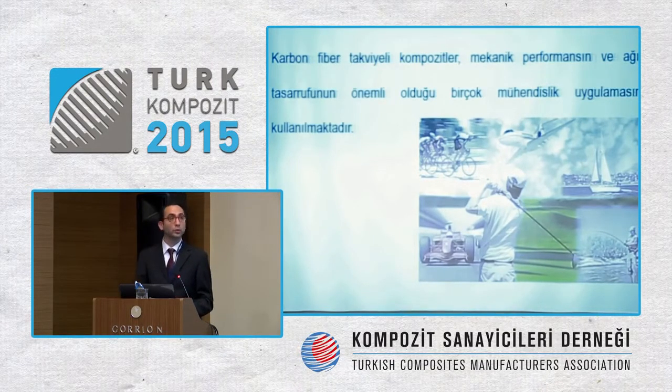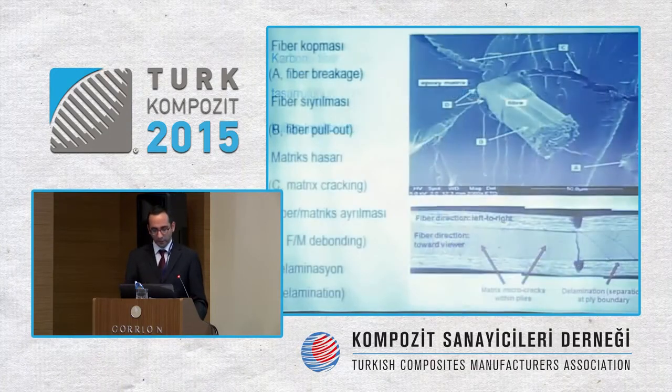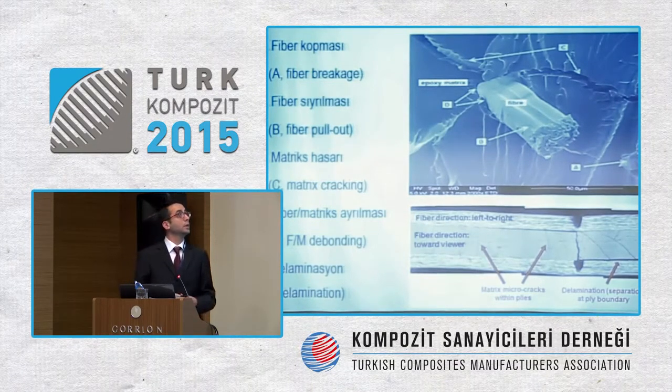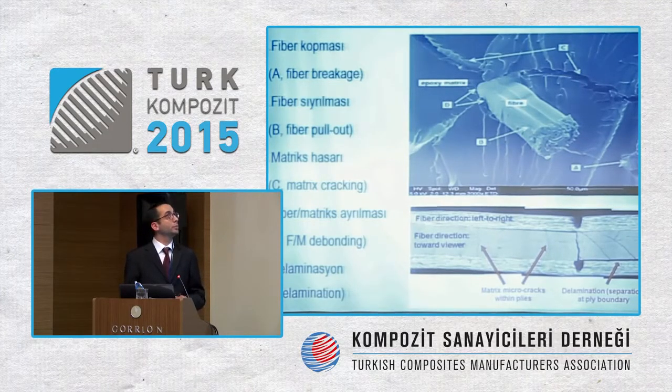As we know, carbon fiber composites are used in many engineering practices. These composites have an anisotropic structure, and they are heterogeneous, and that's why in such composites we may see certain damages and defects. In a fiber reinforced composite, we may see fiber breakage, fiber pull-out, or matrix cracking, as you can see here in C.